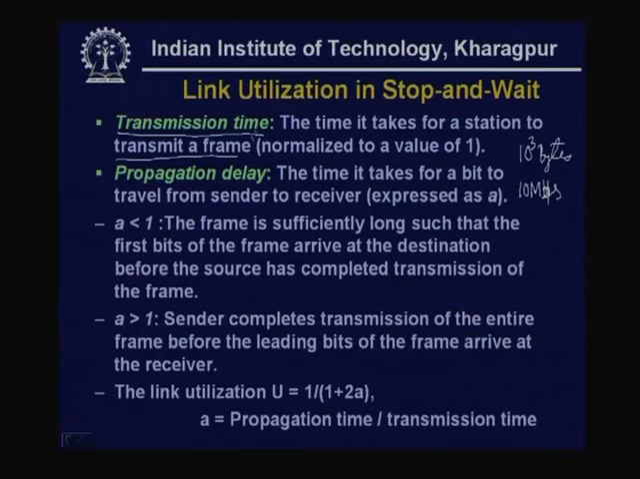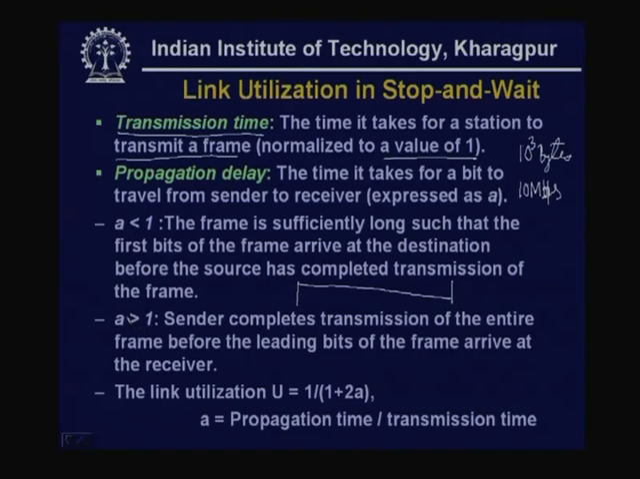And the ratio between the two is known as A. A is the ratio of propagation time to transmission time. Usually transmission time is normalized to the value 1. So, whenever A is less than 1, the frame is sufficiently long such that the first bit of the frame arrives at the destination before the source has completed transmission of the frame. That means, suppose here is the sender, here is the receiver, and it has started transmission. Now, in such a situation, you will see the first bit reaches the destination before the transmission is complete. That means, in this case the transmission time is longer than the propagation time.